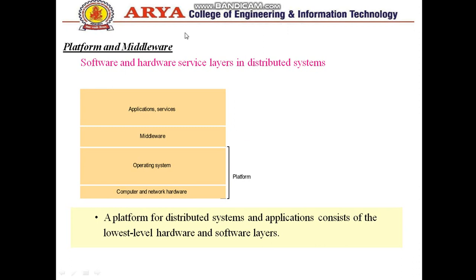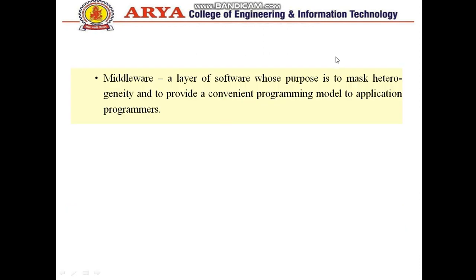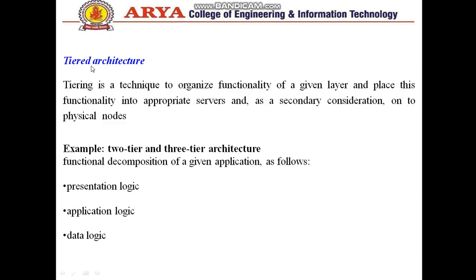Now middleware, as we have seen in the previous slide, is next to it. So the operating system and computer and network hardware are providing services to the middleware. So what is middleware? Middleware is a layer of software whose purpose is to mask the heterogeneity and to provide a convenient programming model to application programmers. So it provides the mask to heterogeneity with respect to the distributed systems.